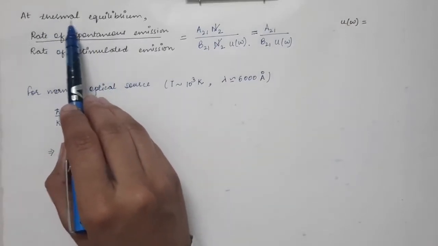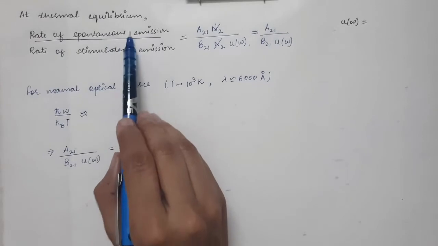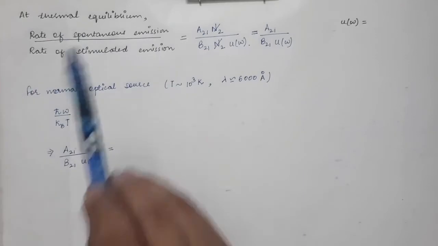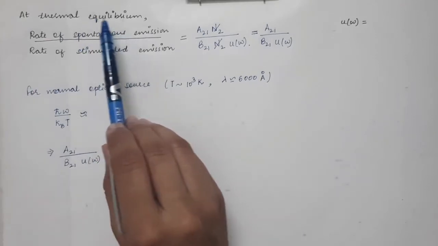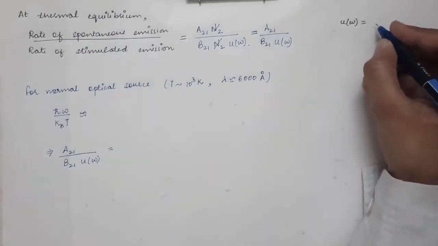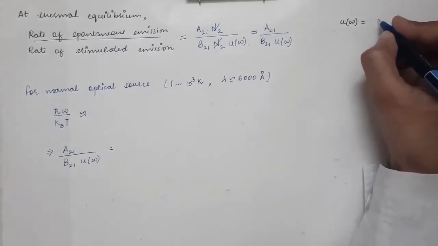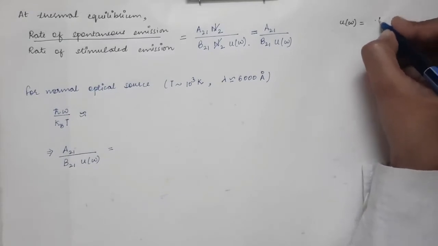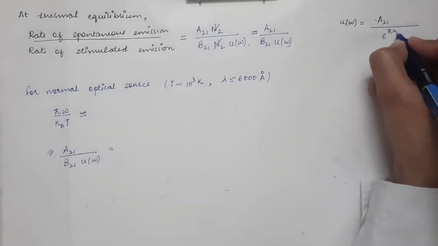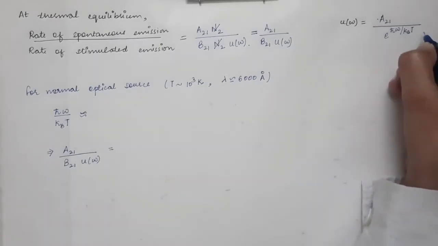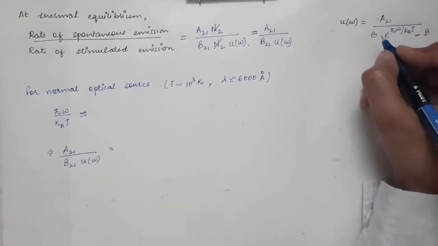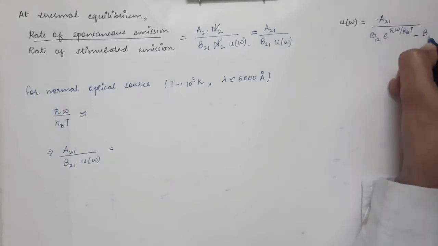We haven't used the condition of thermal equilibrium over here. This is the general ratio. Now we are going to use the thermal equilibrium condition. In the case of thermal equilibrium, we came up with the formula of U of omega, which is equal to A21 divided by e power h cut omega by kBT minus 1, with B12 and B21 over here.